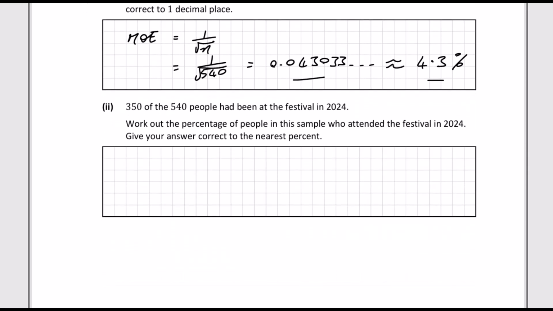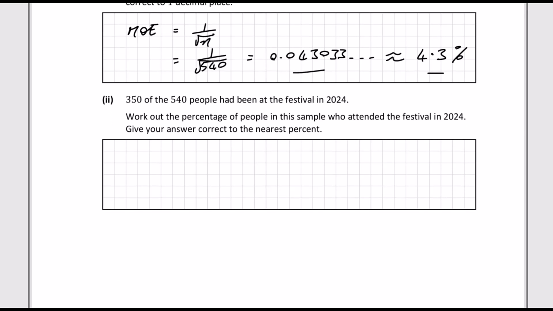350 of the 540 people had been at the festival in 2024. Work out the percentage of people in this sample who attended the festival in 2024. Give your answer correct to the nearest percent. So that's just a case of finding one number as a percentage of another number. The way you do that is you put it over it as a fraction, and then to change a fraction to a percentage you multiply by 100. When you do that you get 64.8148 and so on, and we want this to the nearest percent, which is 65%.